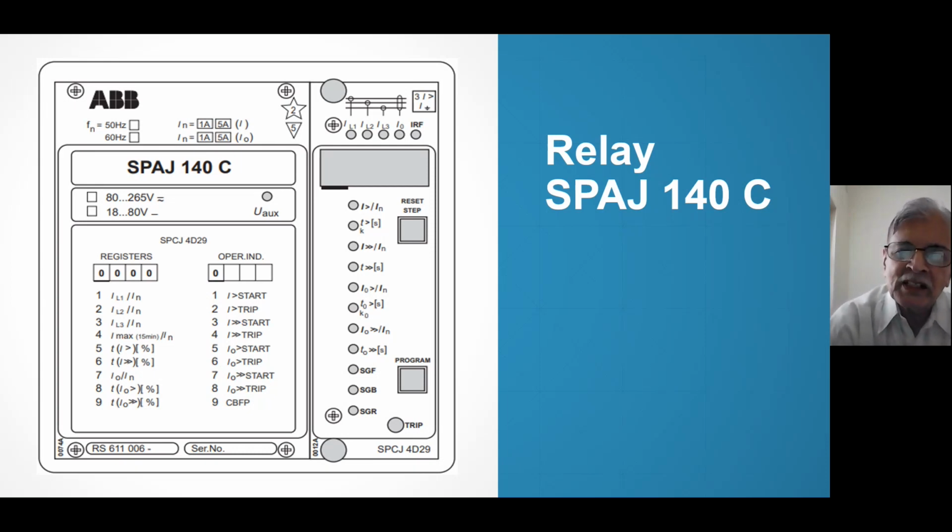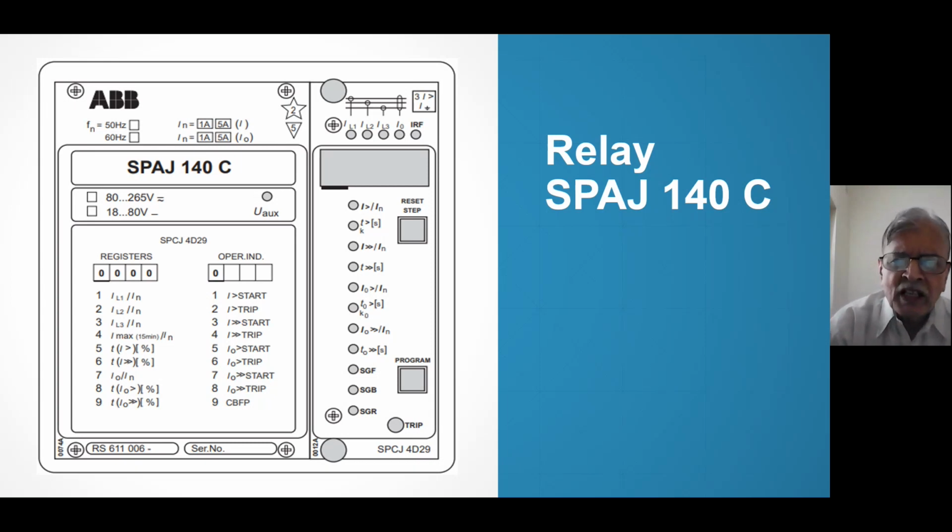Similarly, I double greater than, T double greater than, I0 greater than, T0 greater than, I0 double greater than by IN, T0 double greater than in seconds. All these values you can set, and that setting can be changed also. That setting can be changed manually using reset and program push button. There is a specific method which they are writing in their manual.